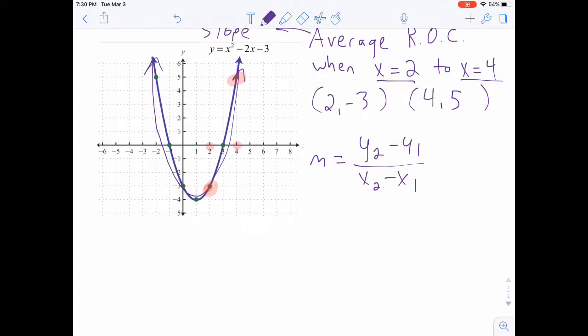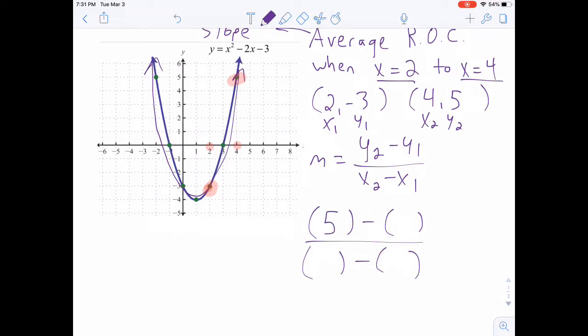Anytime I use a slope formula, I like to use parentheses when I substitute values in. So in the numerator, remember x1, y1, x2, y2: y2 is going to be 5, y1 is going to be negative 3. Make sure this minus sign is in the formula here. x2 is 4, and x1 is 2.